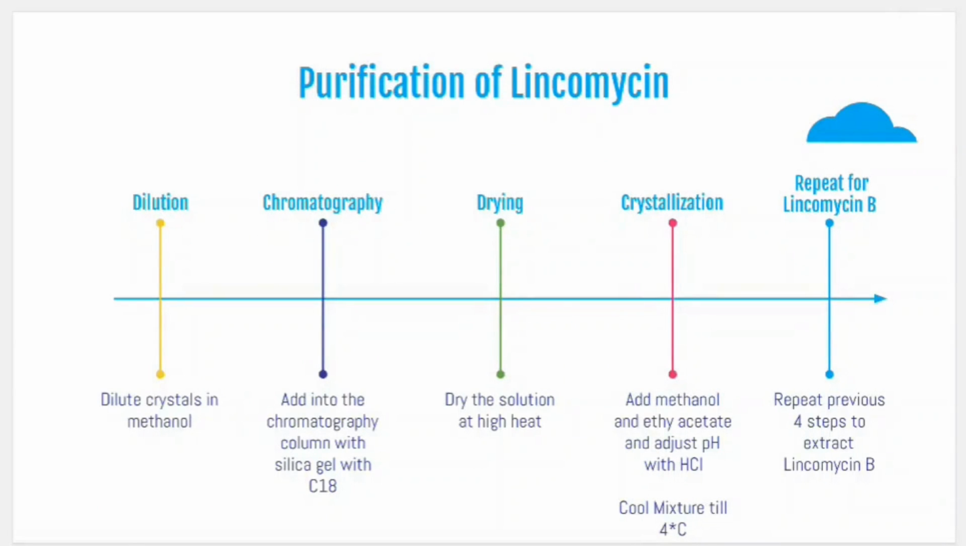And after that, purification is done to separate lincomycin A from lincomycin B. Our target is lincomycin A, though this method also allows us to separate lincomycin B as well. For A, you need to dilute the crystal in methanol. Add the chromatography column with silica gel with C18. Stir the solution at high heat. Add methanol and ethyl acetate and adjust pH with HCl. Cool the mixture to 4 degrees Celsius. And then for lincomycin B, simply repeat the 4 steps to extract lincomycin B from the solution after lincomycin A.